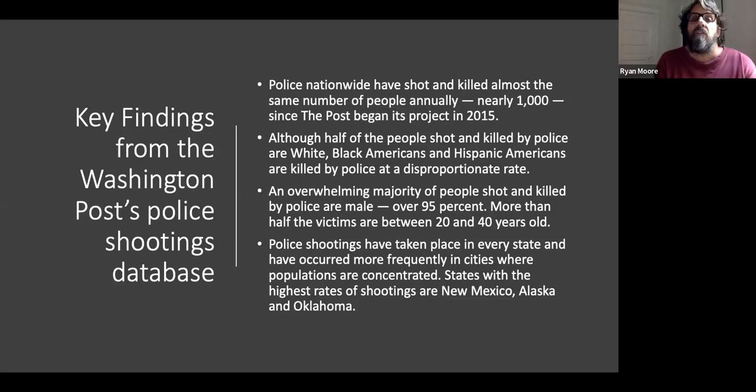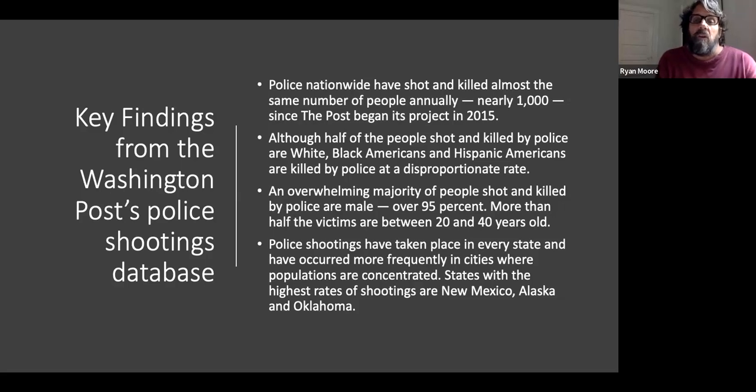Also, findings include that although half of the people shot and killed by the police are white, Black Americans and Hispanic Americans are killed by the police at a disproportionate rate, right? Half of people shot and killed by the police are white, but more than half of Americans in general are white. Hence the disproportionate killings of Black and Latino people.